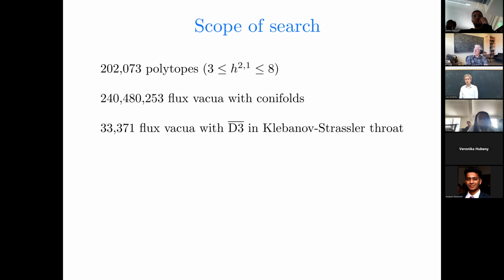We built 240 million flux vacua with conifolds. And of those, 33,371 are flux vacua that have an antibrane, one or more suitable number of antibranes in Klebanov-Strassler throats. In general, it turned out to be one antibrane in each case in the Klebanov-Strassler throat. Now, those aren't de Sitter vacua yet. Those are the preconditions for de Sitter vacua. And now we have to try and ask, when all the moduli are stabilized, is the result de Sitter or a runaway?